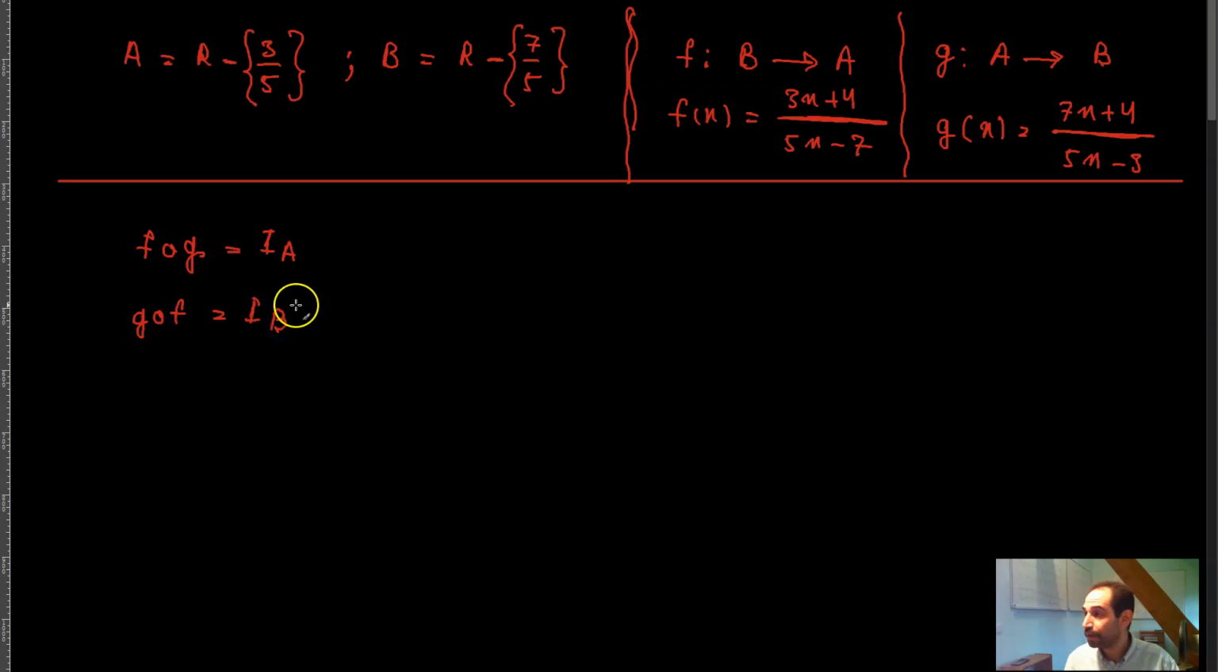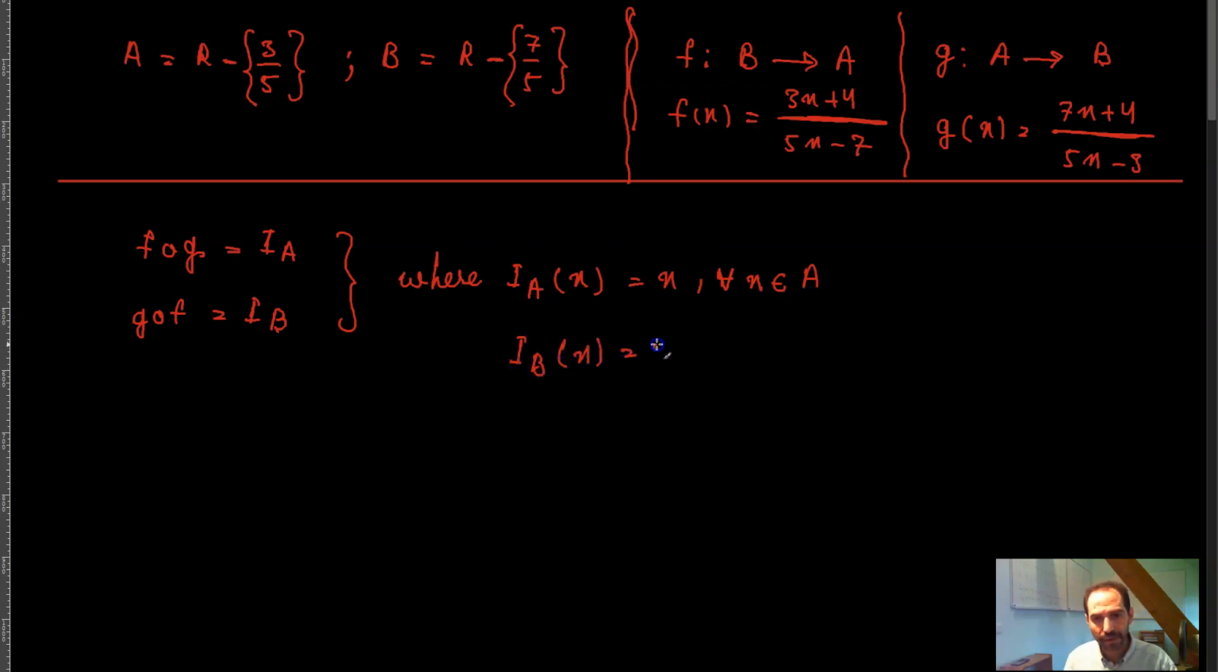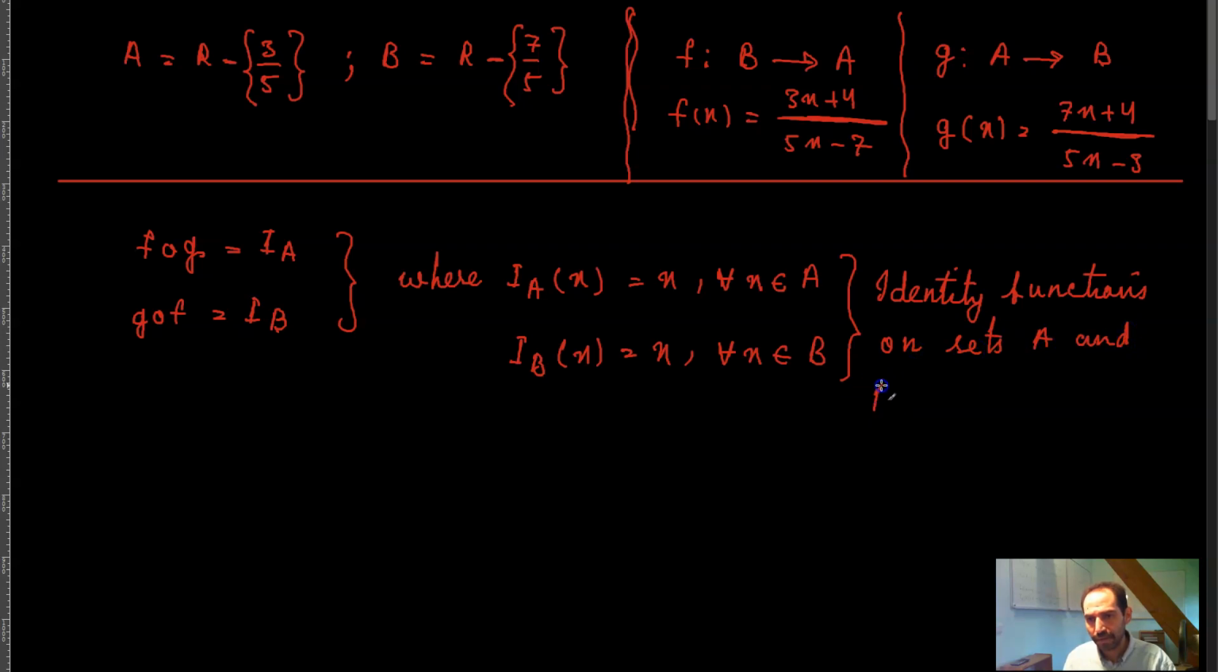Here I of A of x equals x for all x belonging to A, and I of B of x equals x for all x belonging to B. These are called identity functions on sets A and B respectively.